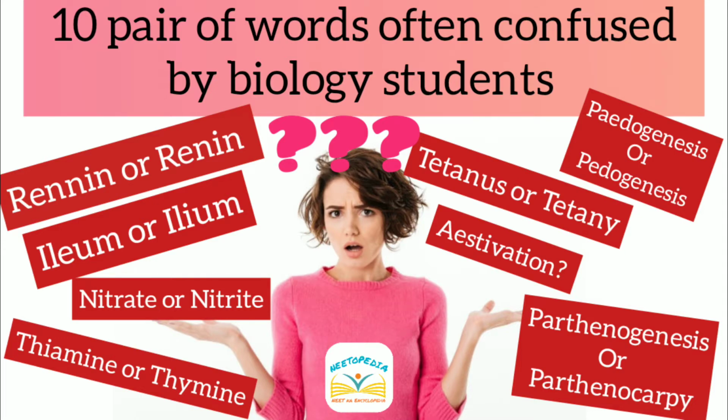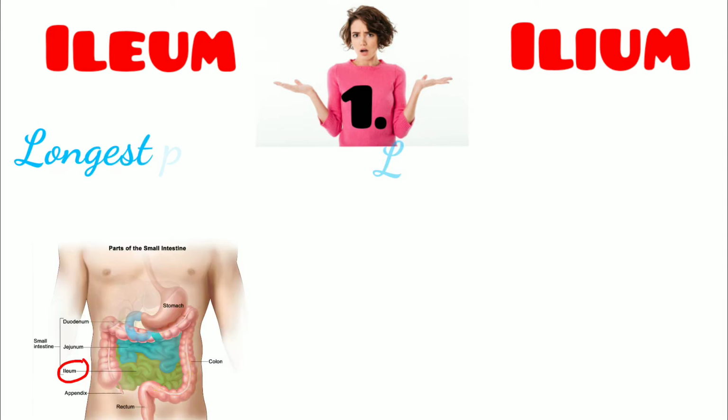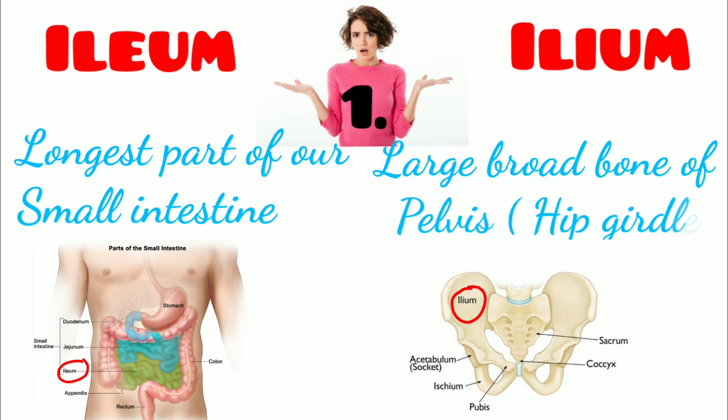So the first pair of words that we have with us is ILEUM and ILEUM. Sounds so similar, right? But if you notice, there is a difference of just one letter, E and I. E wala ileum is the longest part of our small intestine, while I wala ileum is the broad bone of the pelvis. Now how to remember it?